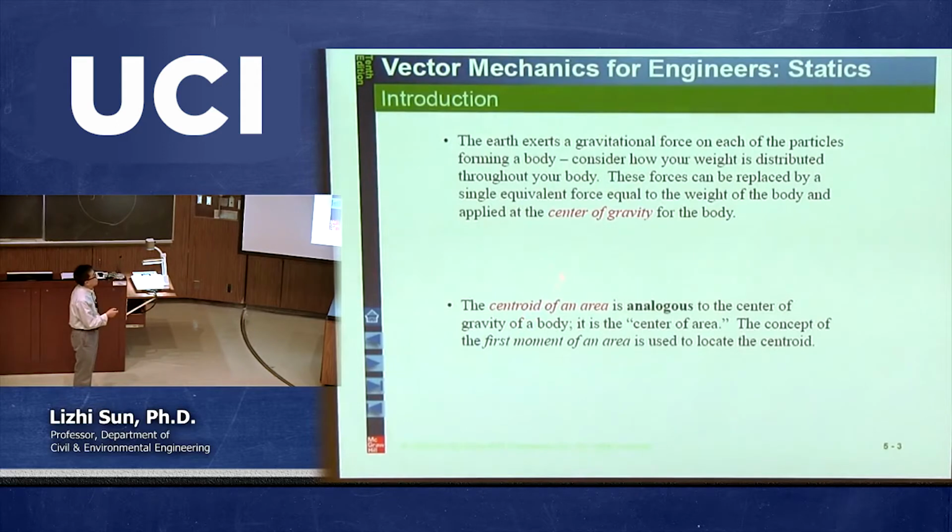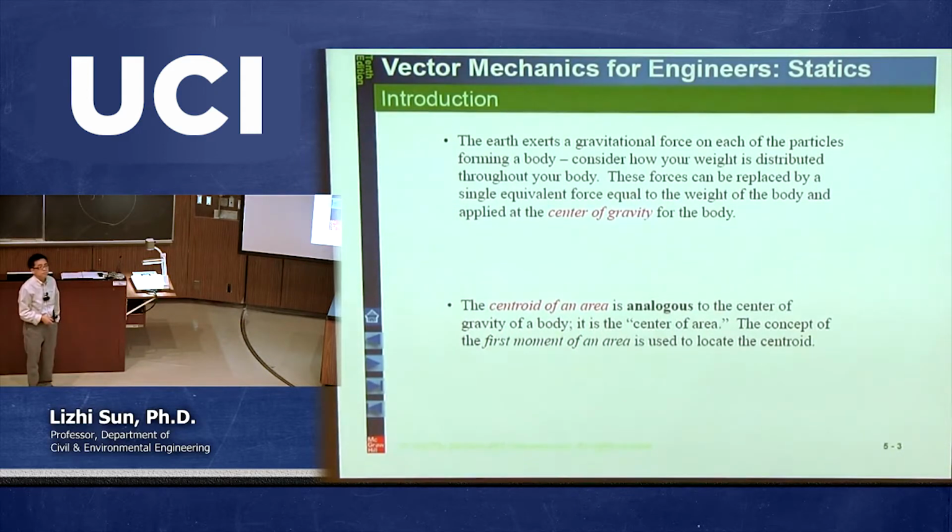So then we are trying to make another equivalence, or the equivalent point, which is called the centroid of the area. So the centroid of an area is analogous to the center of gravity of the physical real body. It is the center of the area. The concept of the first moment of the area is also used to locate the centroid. So in other words, in this chapter we're going to talk about the first moment of area, and also the centroid.